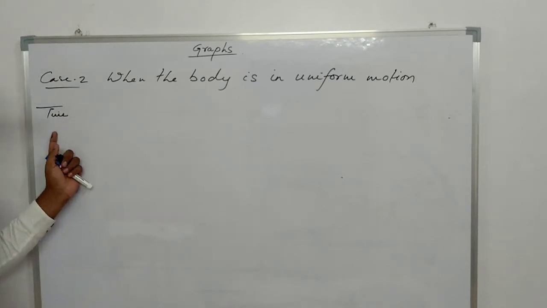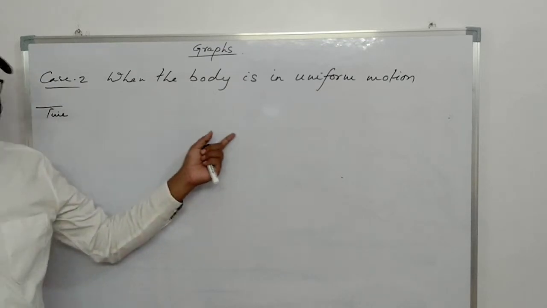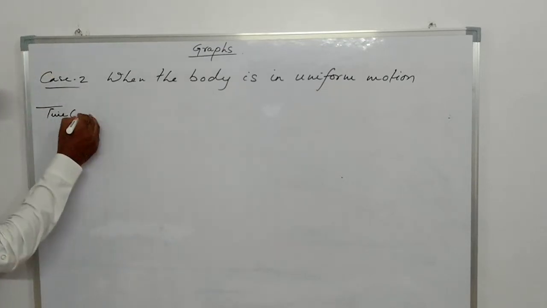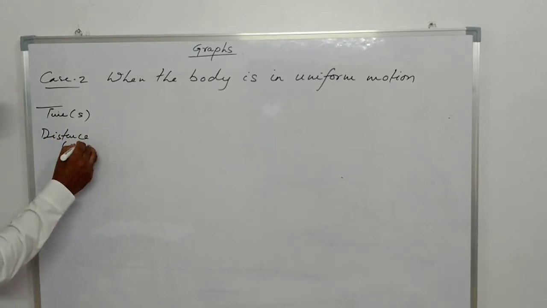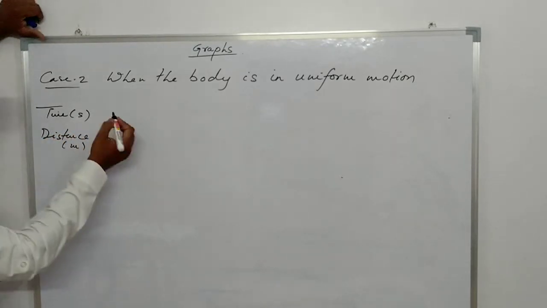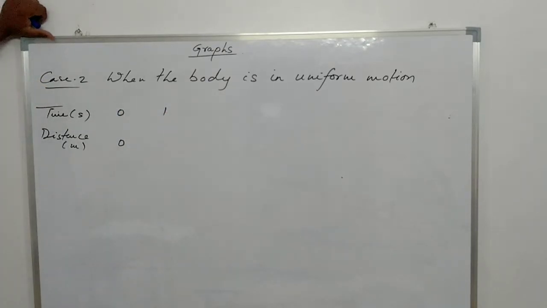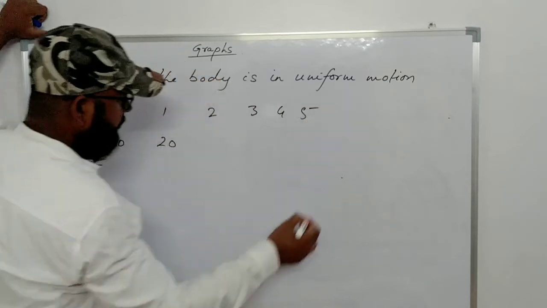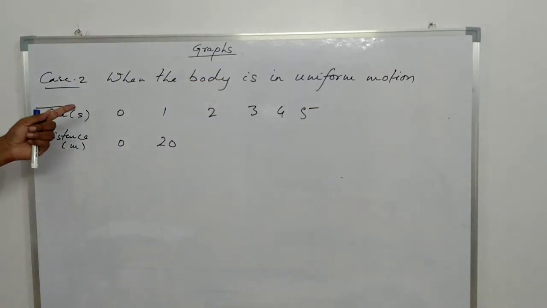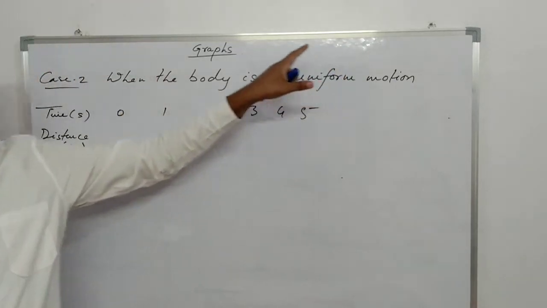I am taking the table because this is more convenient to understand the graphs. Time in second and distance in meter. Okay, let any information 0, 0, 1 second, 20, 2, 3, 4, 5. Any information to get take, but be careful, the body is in uniform motion.